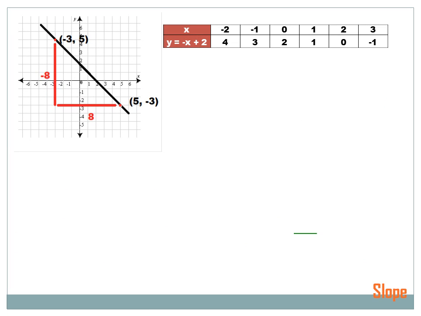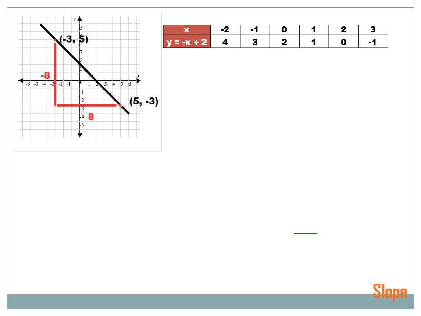We can also calculate the slope with a table. You remember we were using tables in order to graph linear equations in the last lesson. Well, we can use that same table to figure out what the slope is. I've got a table up here that represents the line shown on the coordinate plane to the left. We've got x values, and I just picked minus 2, minus 1, 0, 1, 2, and 3. And then I calculated what the y values are.